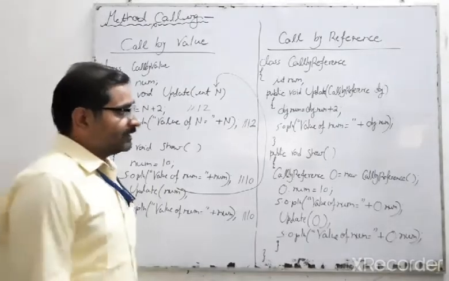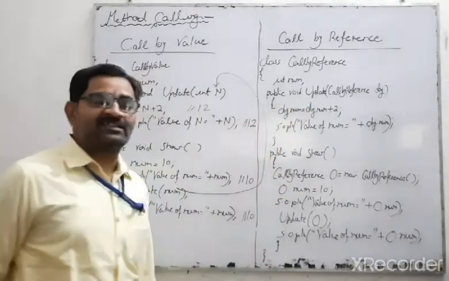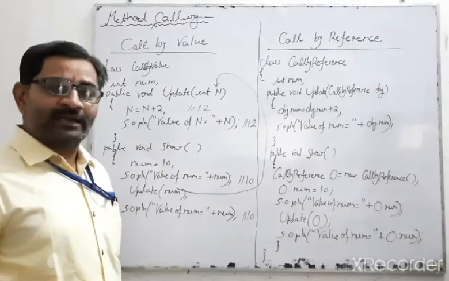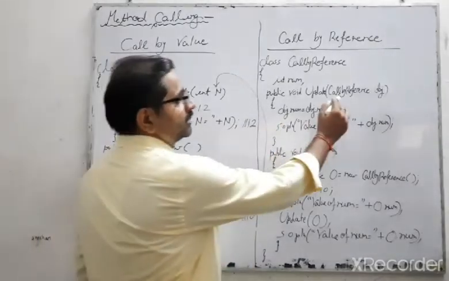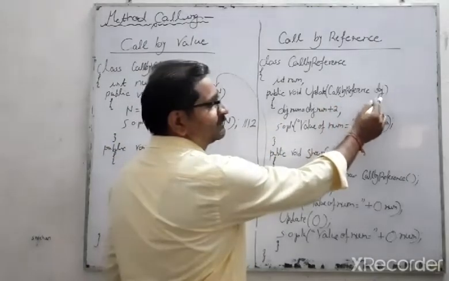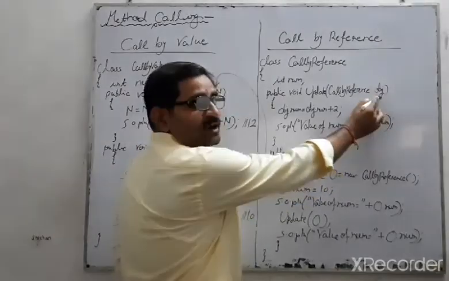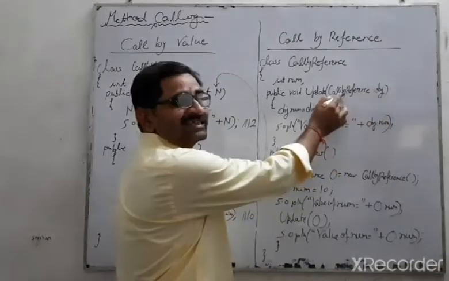And now we show the flow of the execution of this program. So here, call by reference of obj, it means obj is an object of the CallByReference class.